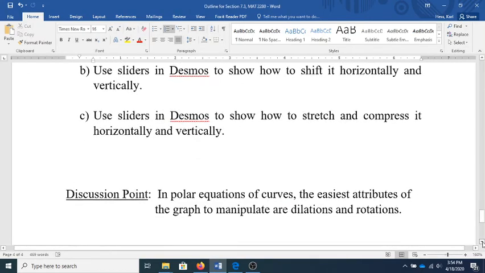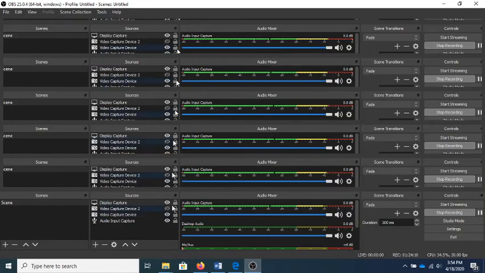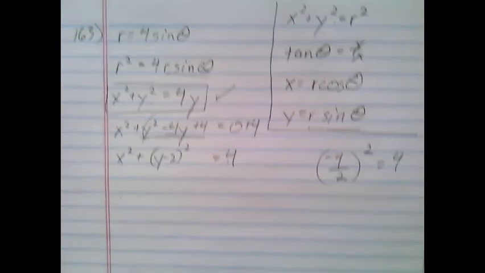But in polar coordinates, the things that are easiest to manipulate are dilations and rotations, because that's what r and theta are measuring in essence. R is how far you are from the origin, that's your dilation. Theta is how far you've rotated from the polar axis, the positive x-axis. So let's do this. Let's convert that ellipse over to polar coordinates and then play with it in polar form. So I think we're going to need our paper for a minute there.